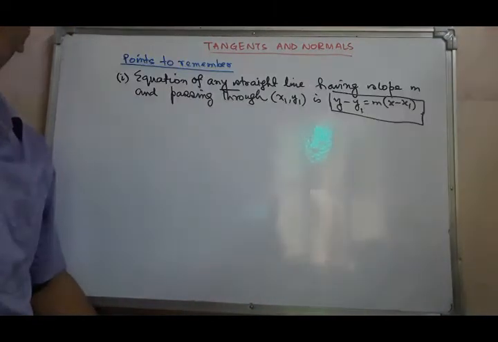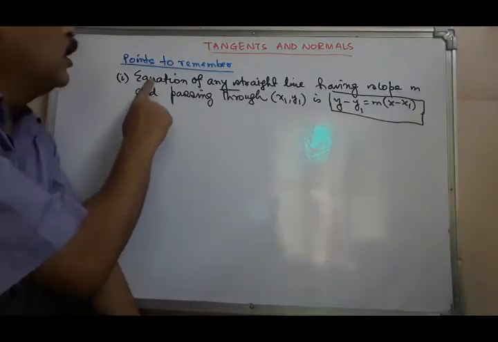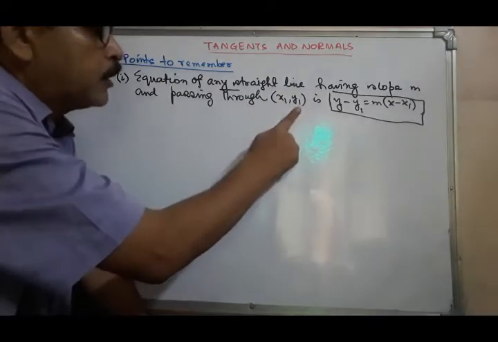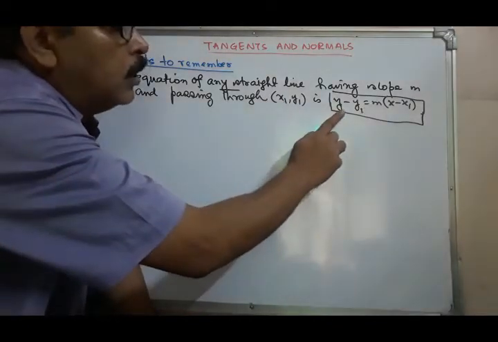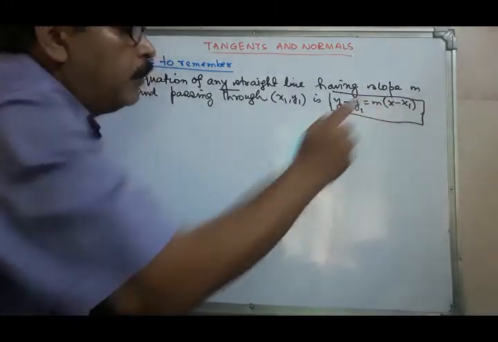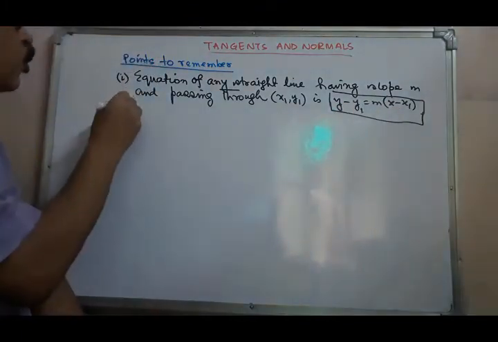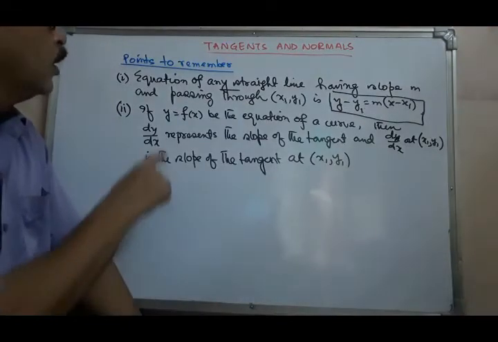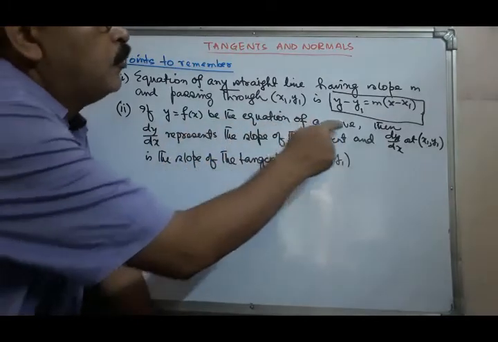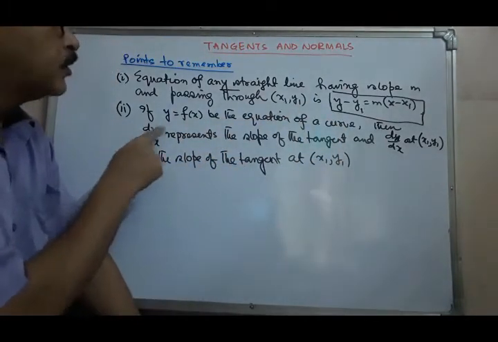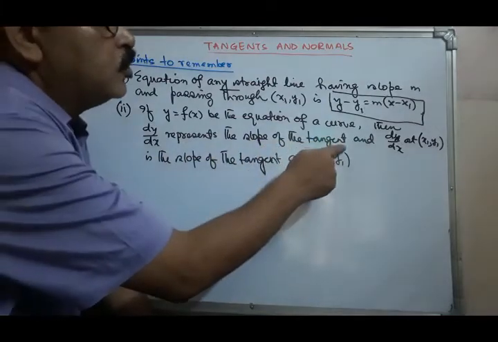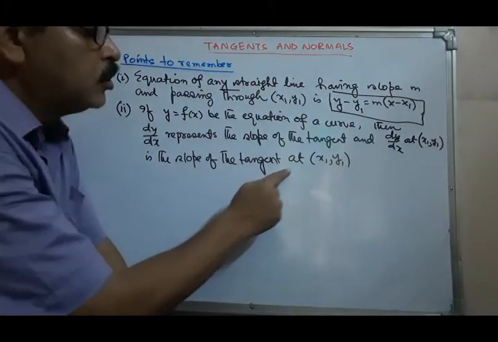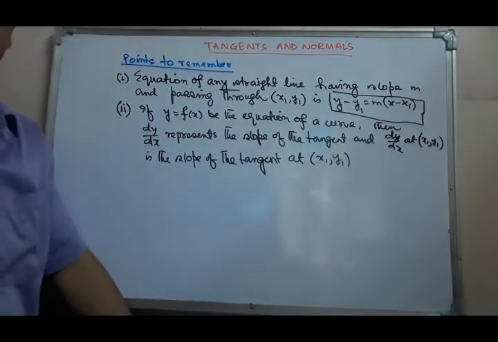Now points to remember. First point, equation of any straight line having slope m and passing through (x1, y1) can be written in the form y minus y1 equal to m into (x minus x1). Point number 2, if y equal to f(x) be the equation of a curve, then dy/dx represents the slope of the tangent and dy/dx at (x1, y1) is the slope of the tangent at (x1, y1).